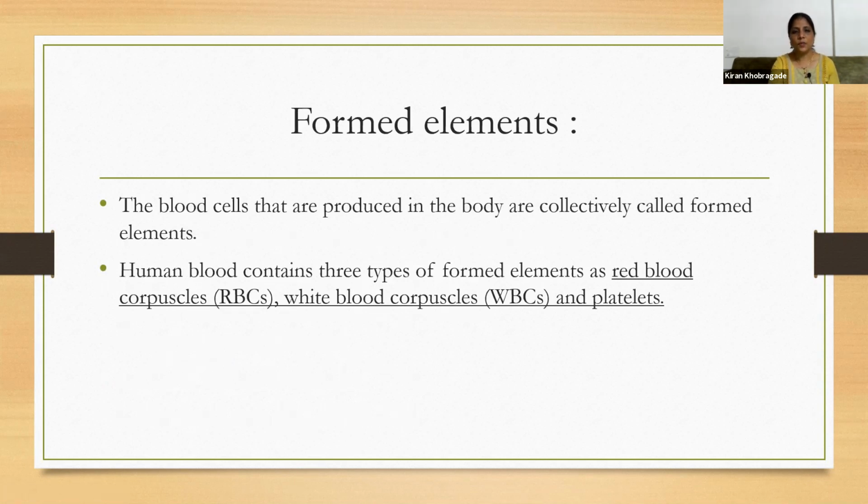Now, the next part is formed elements. As I said, when we see blood, about 55% of blood is made up of plasma, whereas 44% of blood is formed of formed elements. Now, the blood cells that are produced in the body are collectively called formed elements. Human blood consists of 3 types of formed elements. That is red blood corpuscles, which are called erythrocytes or RBCs. Then the other kind of cell is WBC, and the third type of cell is platelets.